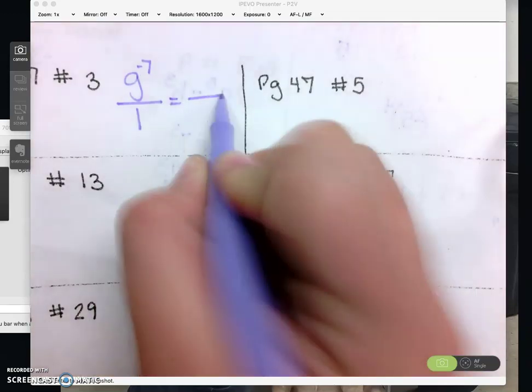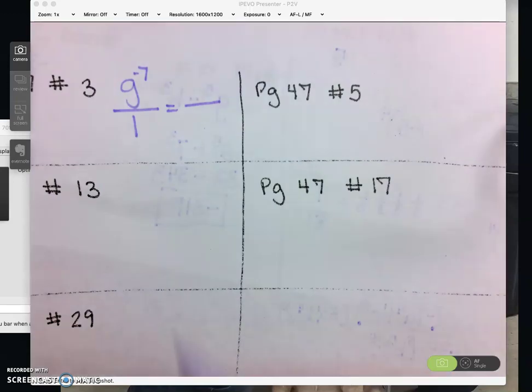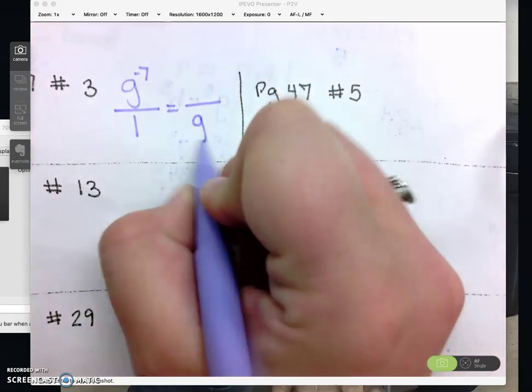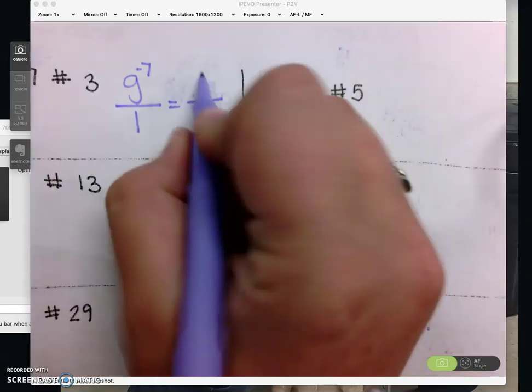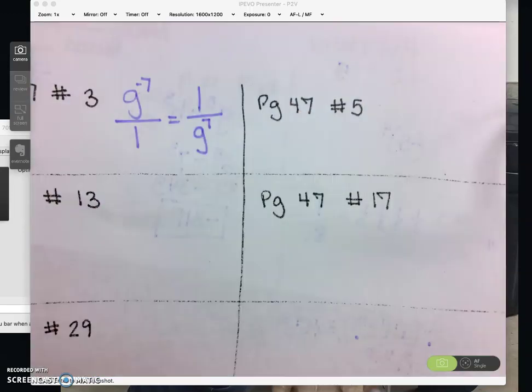I want to do what, Gabby? You want to put the negative on the bottom to make it add and make it a positive. Then I put it under. Yeah, then you're fine.